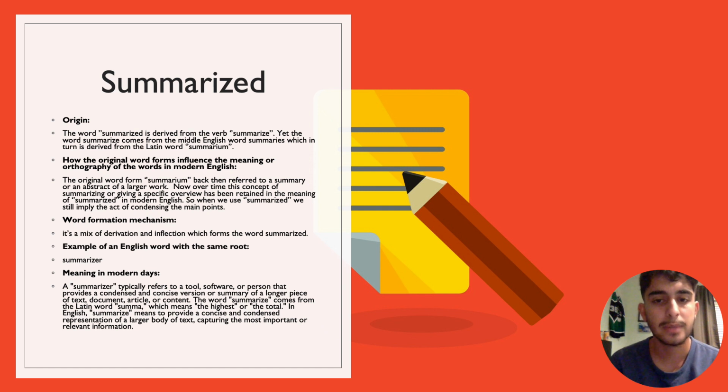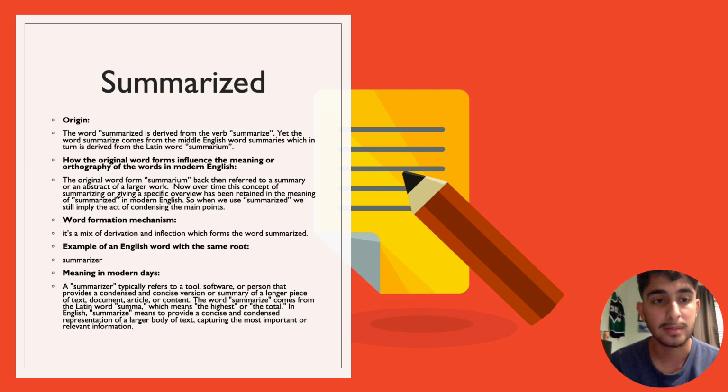Summarized. The word summarized is derived from the verb summarize, and the word summarize comes from the Middle English word summaries, which in turn is derived from the Latin word summarium. The original word form summarium back then referred to a summary or a larger work. Over time this concept has stayed the same and it still means a roundup of the whole subject or the main points, and same thing for summarized.